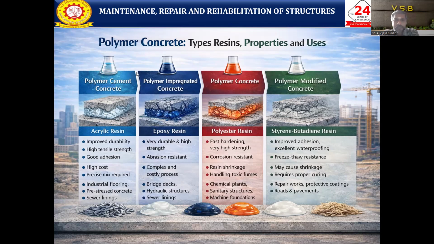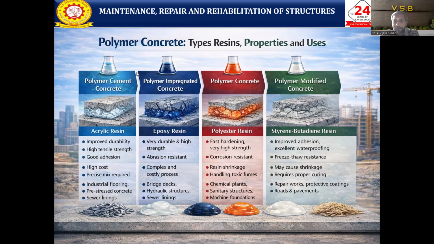And the second one, polymer impregnated concrete. Here we use epoxy resin as the binder material. Using epoxy resin, a very high durability and high strength can be attained. It can resist abrasion. But the disadvantage of polymer impregnated concrete is that it is a very complex and costly process to make. We can use this type of concrete in bridge decks, hydraulic structures, and sewer lines. There we can use epoxy resin in polymer impregnated concrete.